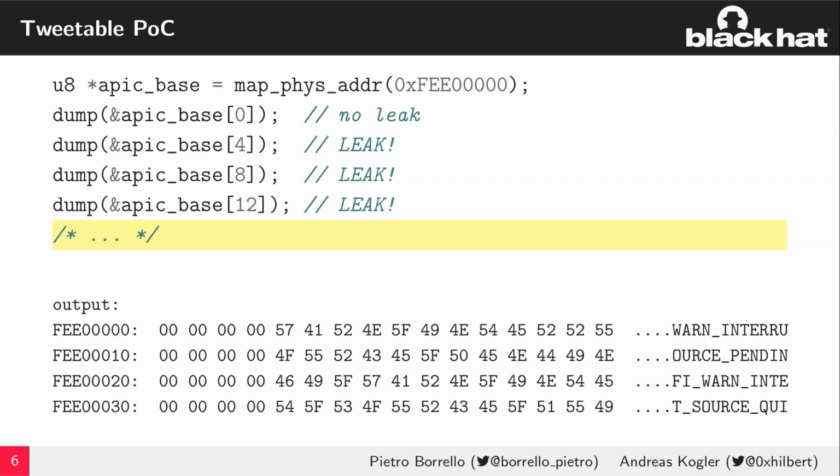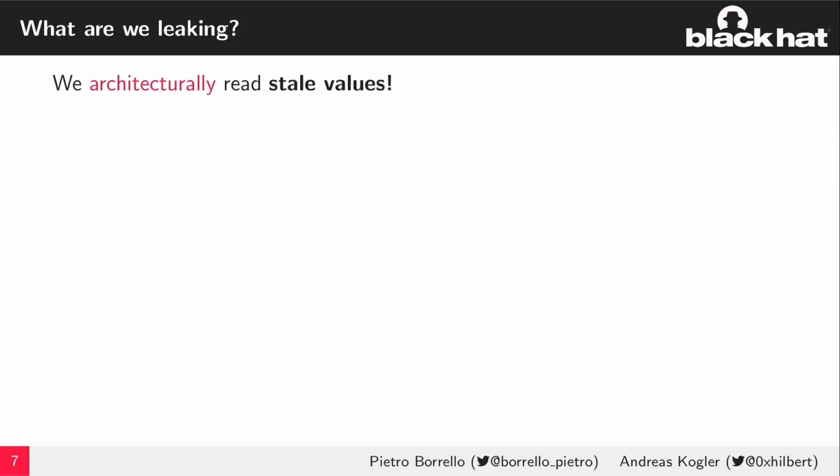Isn't it strange? If you look at this memory dump we basically generated by just reading from the APIC, we can see that in the first 4 bytes, we always get valid APIC data. But on the bytes from 4 to 15, we get strings. Yeah, that's strings. And what's happening here? We are architecturally leaking stale values just by dumping the APIC MMIO region.